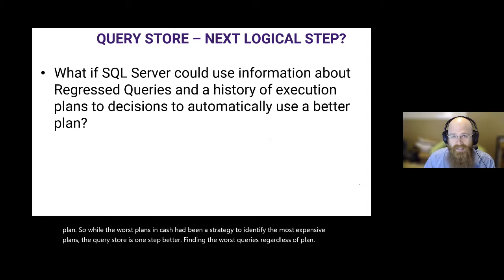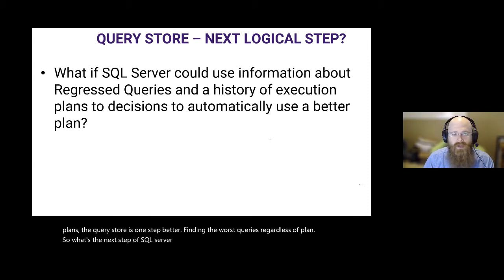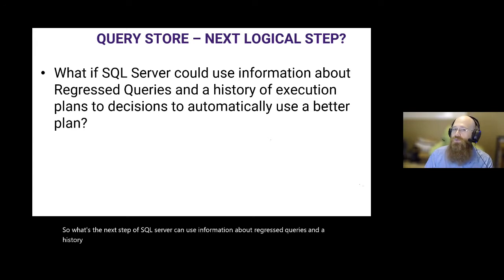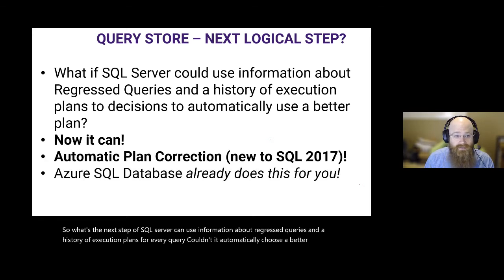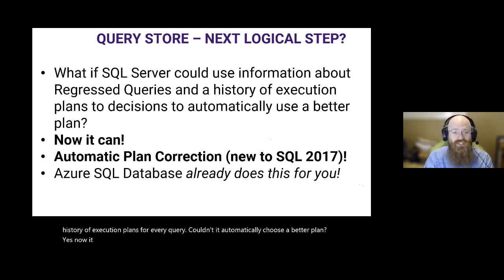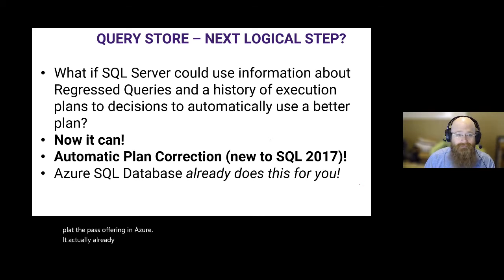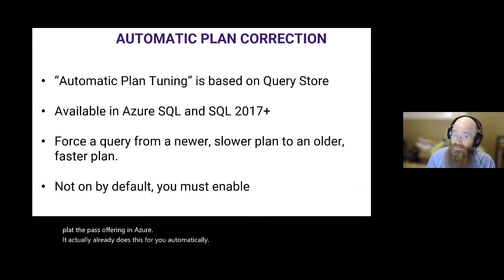So what's the next step? If SQL Server can use information about regressed queries and a history of execution plans for every query, couldn't it automatically choose a better plan? Yes, now it can. Automatic plan correction is available in 2017, and in Azure SQL database, the PaaS offering in Azure, it actually already does this for you automatically. So automatic plan correction is based on the query store.